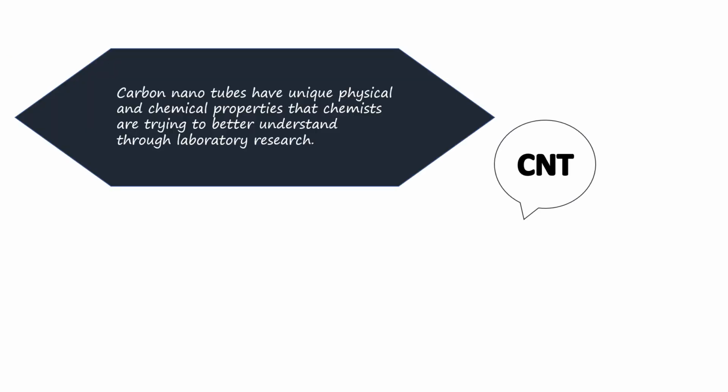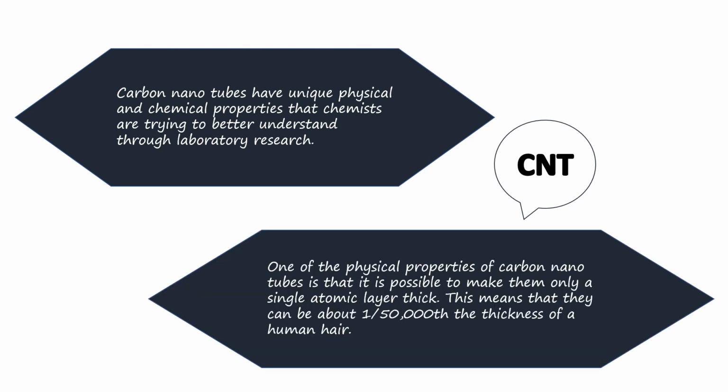So CNT, carbon nanotubes, have unique physical and chemical properties that chemists are still trying to understand better through laboratory research. One of the physical properties of carbon nanotubes is that it is possible to make them only a single atomic layer thick. So it's almost 1 by 50,000 the thickness of a hair. So imagine how thin it is.